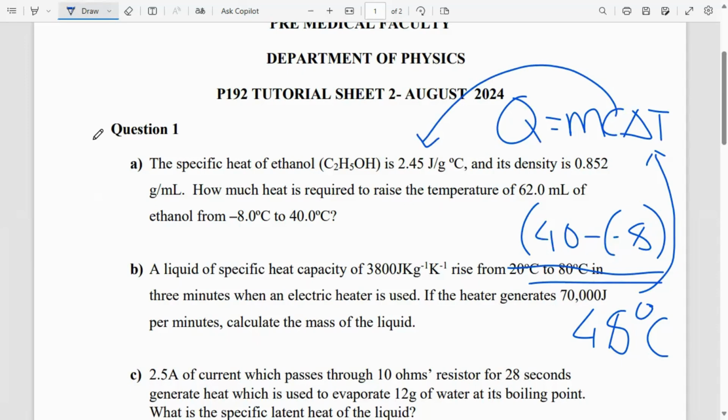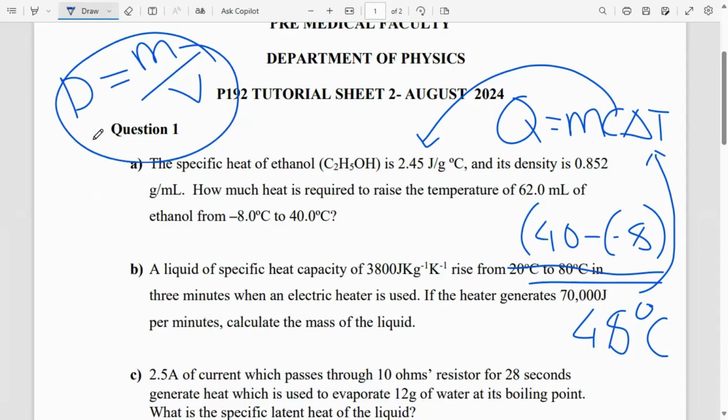The mass, they haven't given us the mass of our ethanol in this question, but what are we going to do? They've given us density, and they've also given us the volume of our ethanol. The formula for density is mass over volume. If we rearrange this formula, we can get the mass of our ethanol: mass is equal to volume multiplied by density.